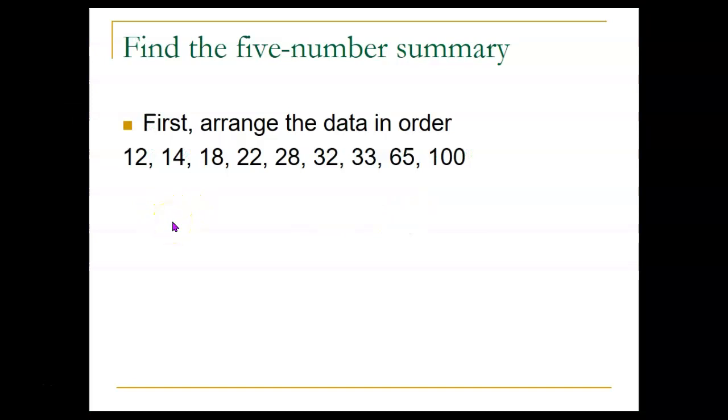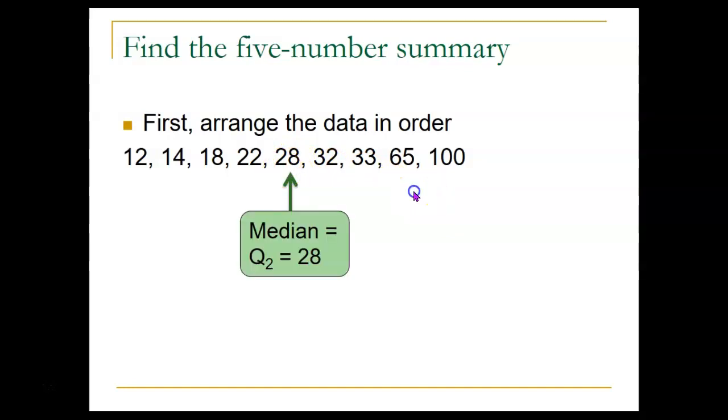So to do that, first we will arrange the data in order. So here they are arranged from lowest to highest. And then we'll start by finding the median. That's going to be Q2. When we have an odd number of data values like this, the median would be the one right in the middle. So here that would be the 28. So that is the median, which means that is Q2.